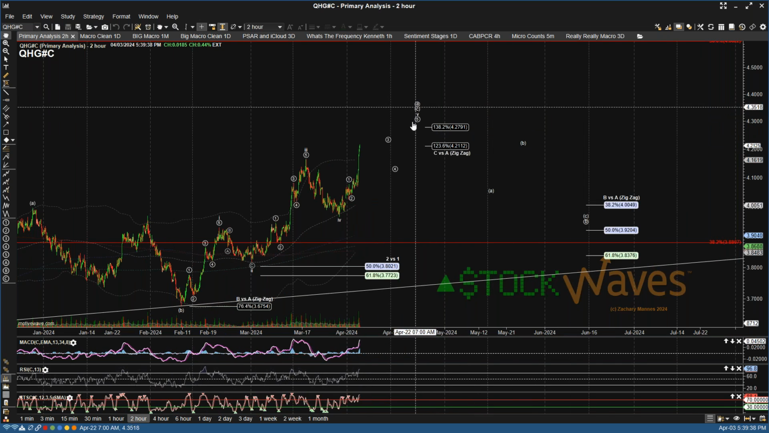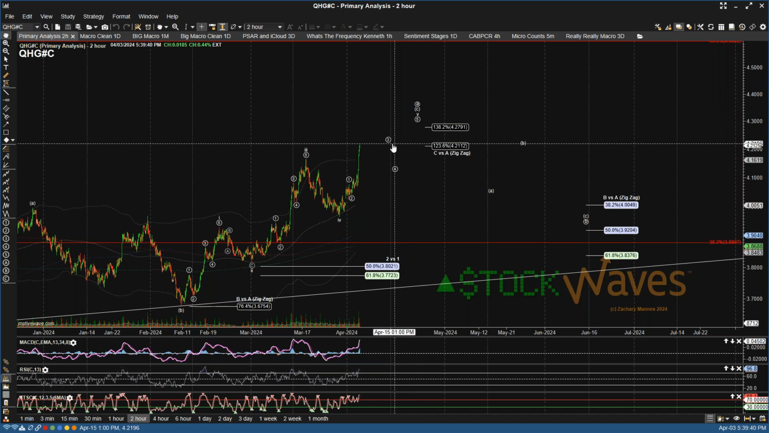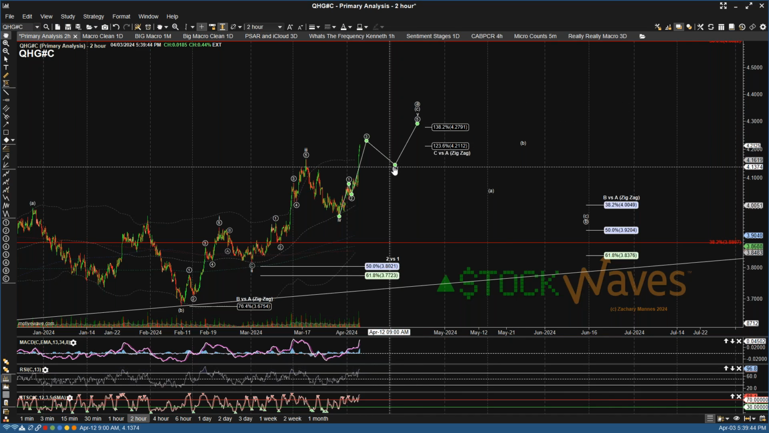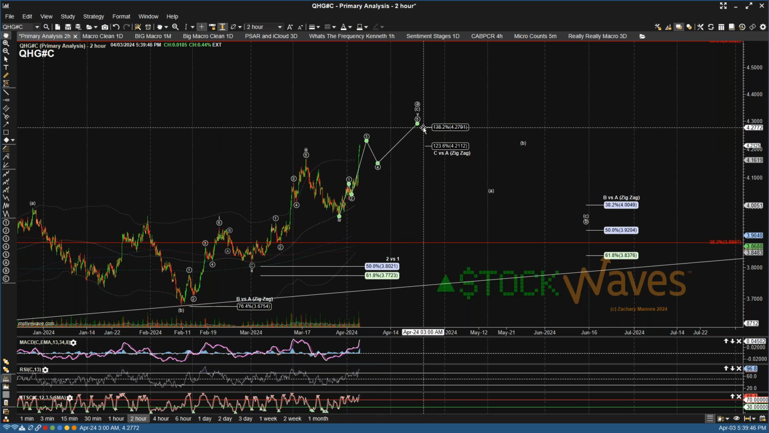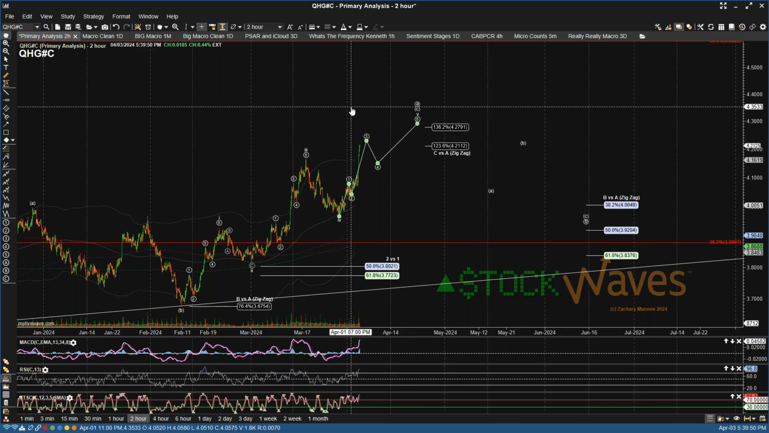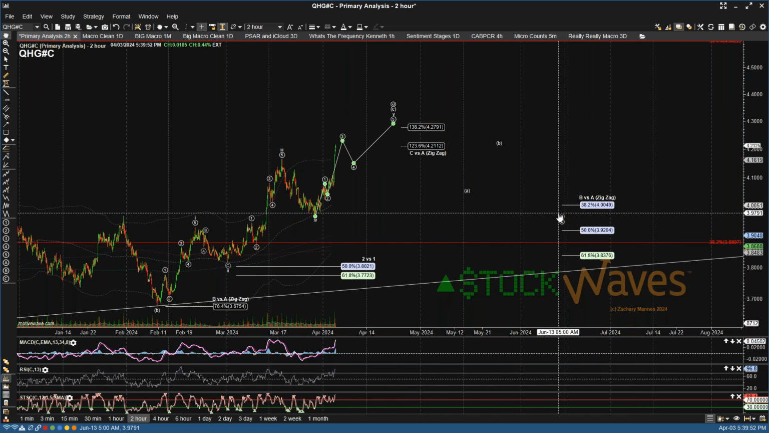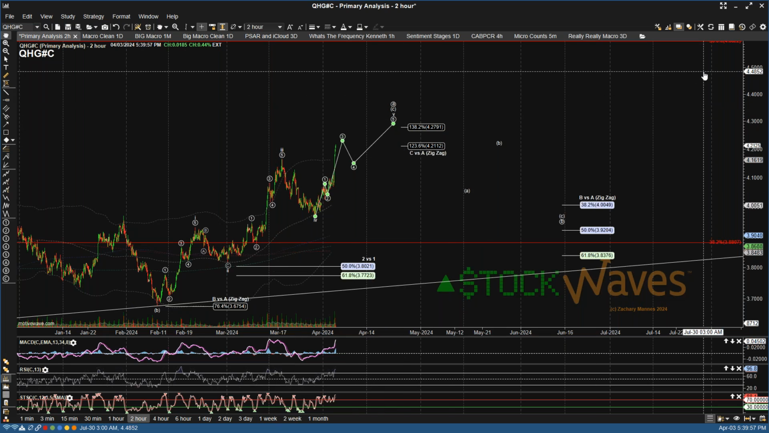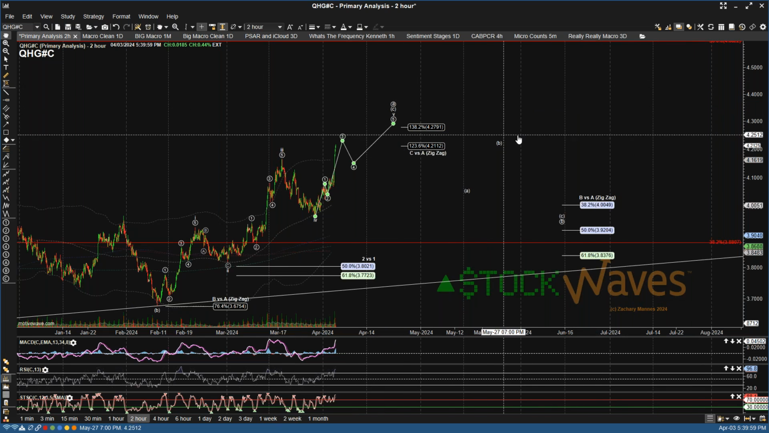I think the A wave, the C wave of the A wave can stretch a little bit higher. So would love to see a micro 4, 5 here up towards 428, 427.90s. But that also will be due for a B wave consolidation after that, and this is inside a larger third. Yeah, we're going to go from here.